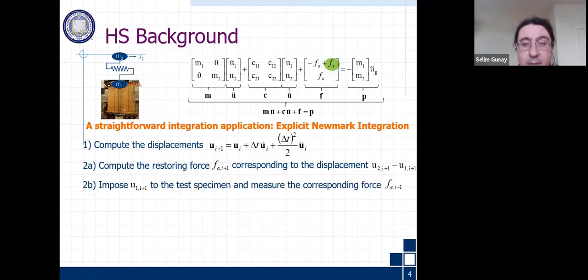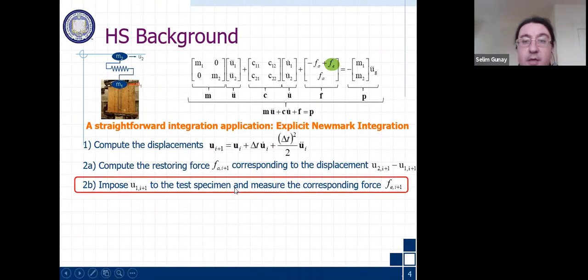So now the difference is at this step. Here, to compute this F sub E, we need to apply this computed displacement U1 to the test specimen, and then measure the force from the lab. After doing this, we have our restoring force vector completed. So, as I mentioned, this is the difference of hybrid simulation from regular nonlinear dynamic analysis.